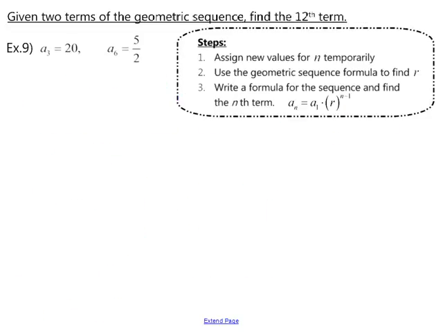In this next example, we're given 2 terms of the geometric sequence, and we need to find the 12th term. So our first 2 steps are exactly what we did in the previous 2 examples. So I want you to pause, try practicing that again, find r, our common ratio, and then check back with me so that we can finish up the rest of this problem.